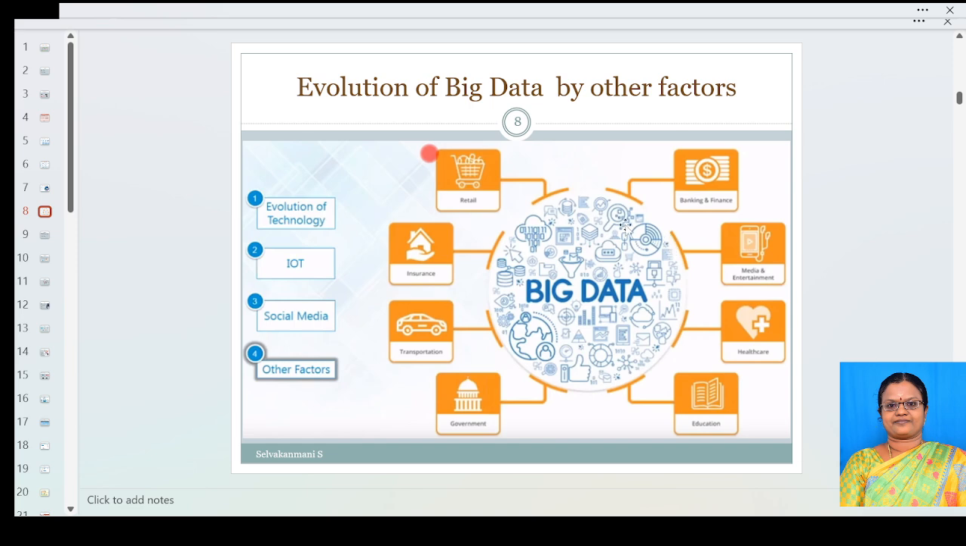And again, evolution of big data by other factors like retail shop, insurance, transportation, government, education, healthcare, media and entertainment, banking and finance. All these sectors are also generating a large amount of information. They are sharing some news or updates with the users every day. So we can understand that the evolution of data has become huge now.